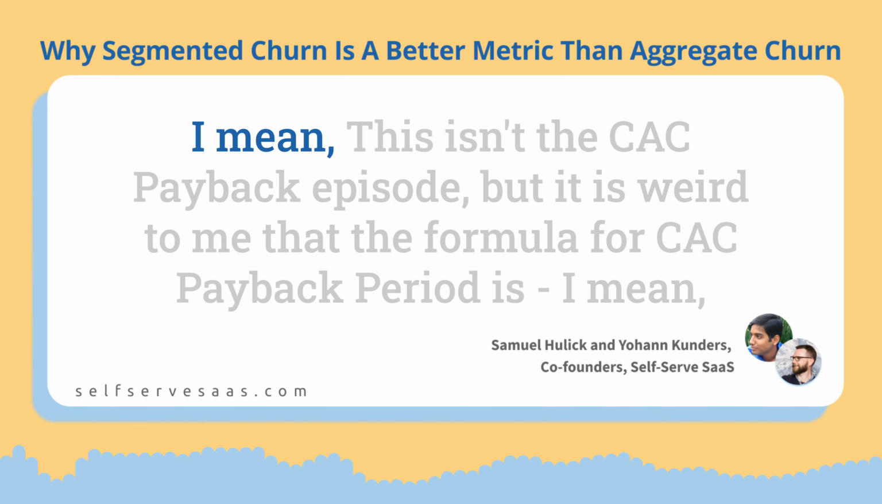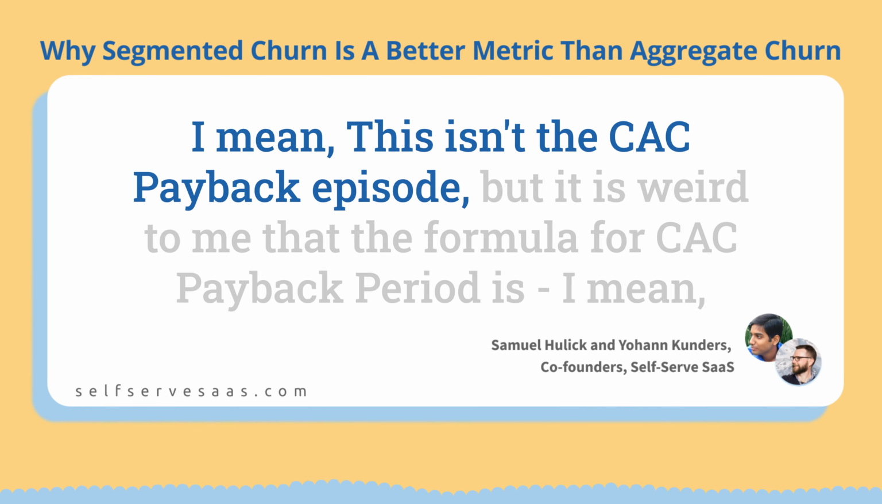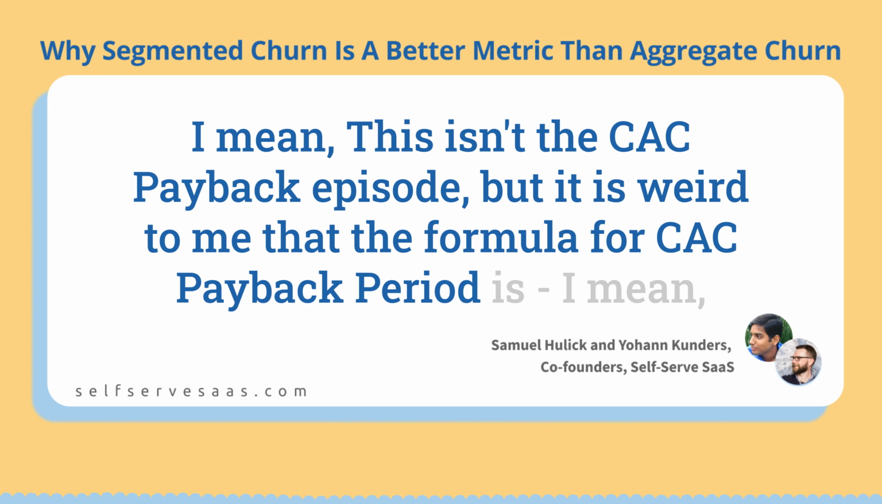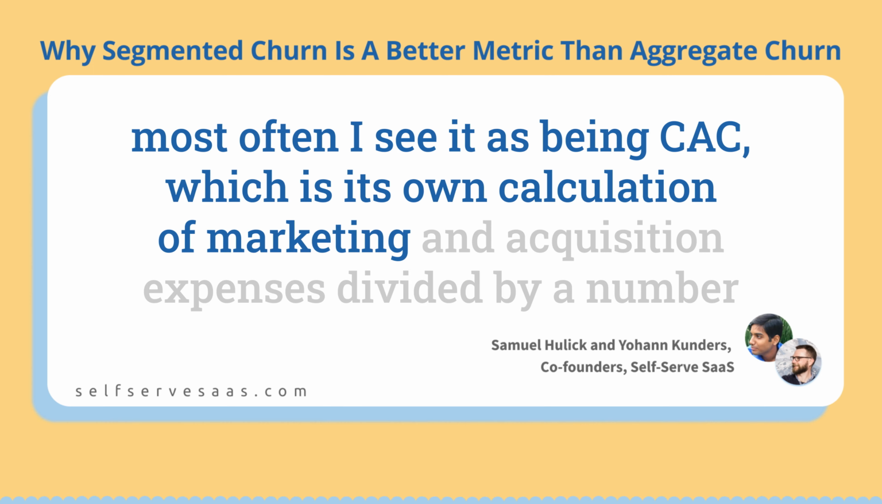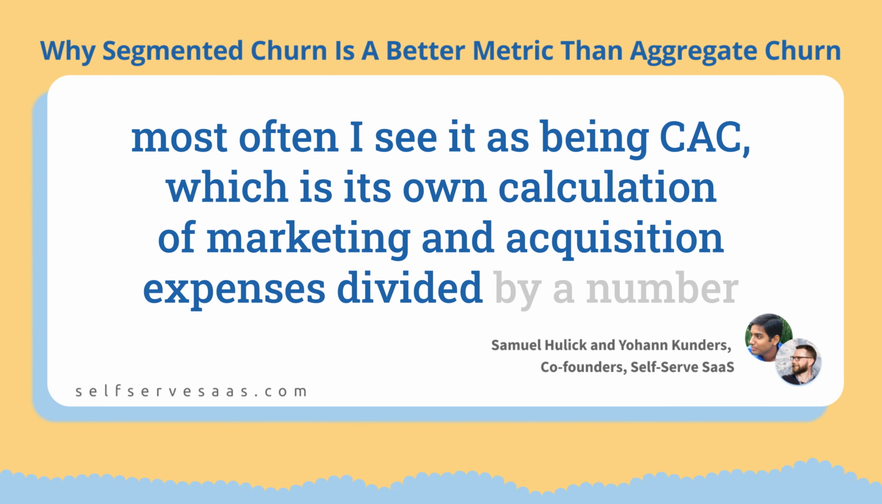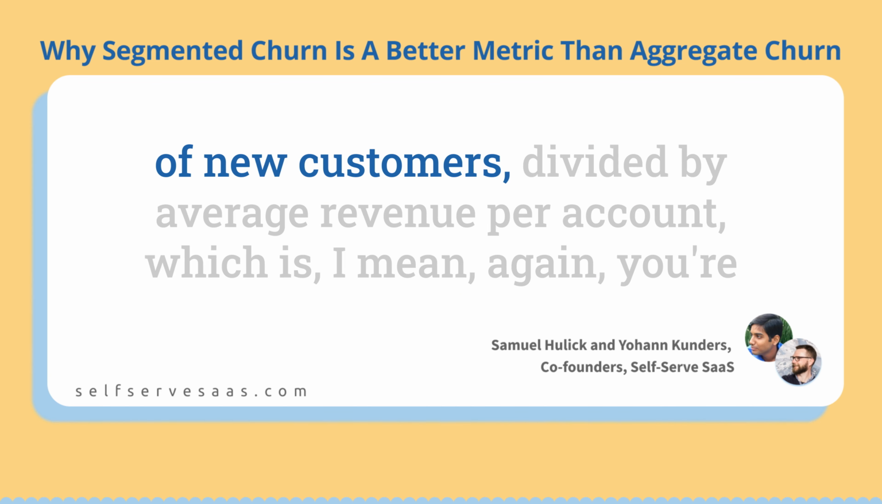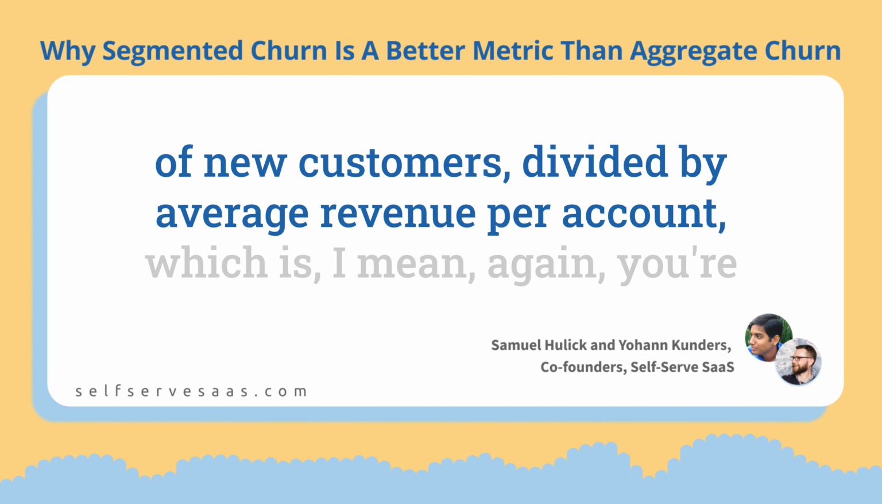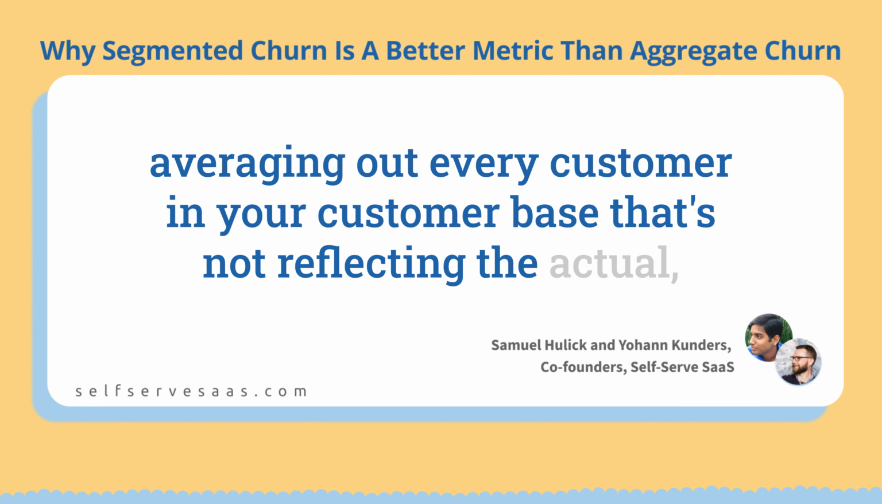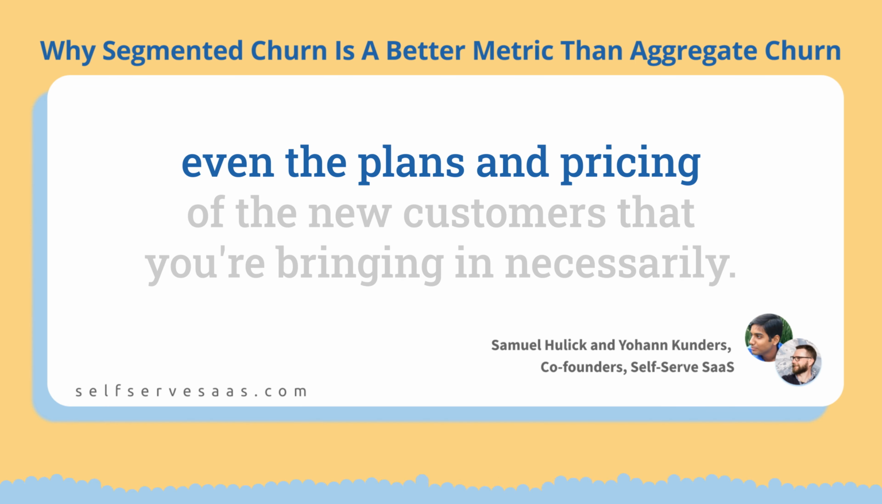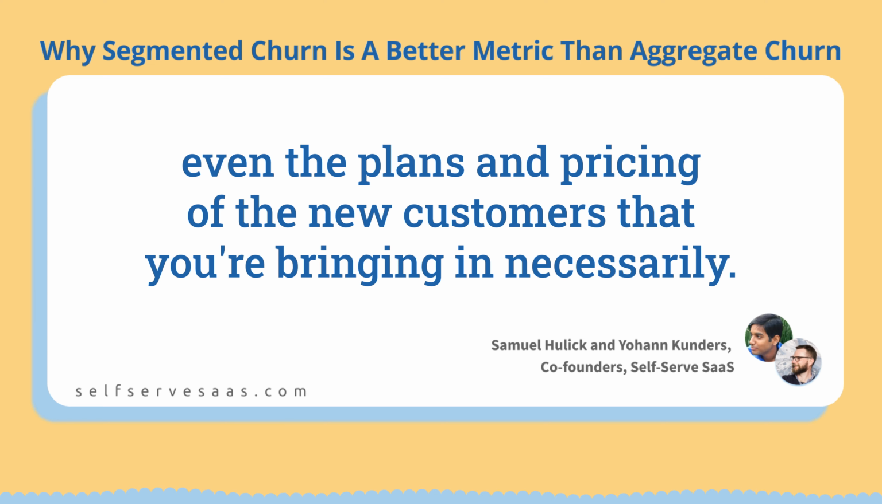And it's weird to me. I mean, this isn't the CAC payback episode, but it is weird to me that the formula for CAC payback period is, I mean, most often I see it as being CAC, which is its own calculation of marketing and acquisition expenses divided by number of new customers, divided by average revenue per account, which is, again, averaging out every customer in your customer base. That's not reflecting the actual, even the plans and pricing of the new customers that you're bringing in necessarily.